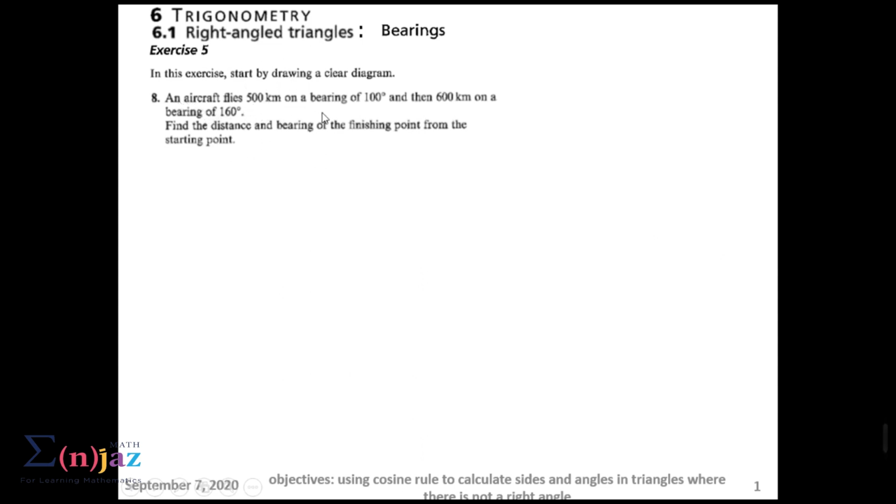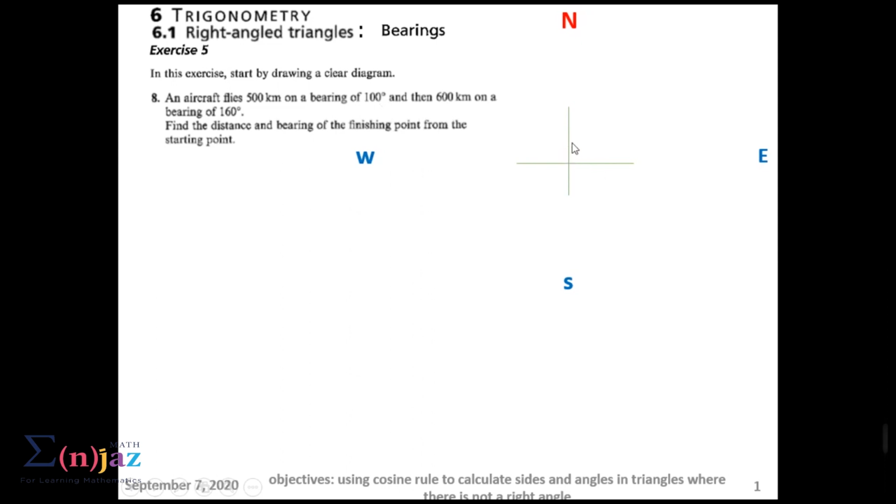As I'm reading the question, we are supposed to be sketching the drawing. An aircraft flies 500 kilometers on a bearing of 100 degrees. When I see a bearing question, I always start with drawing the coordinate plane. The coordinate plane is the x-axis and, vertical on it, the y-axis. When they say a bearing of 100, the bearing is measured from the north and clockwise.